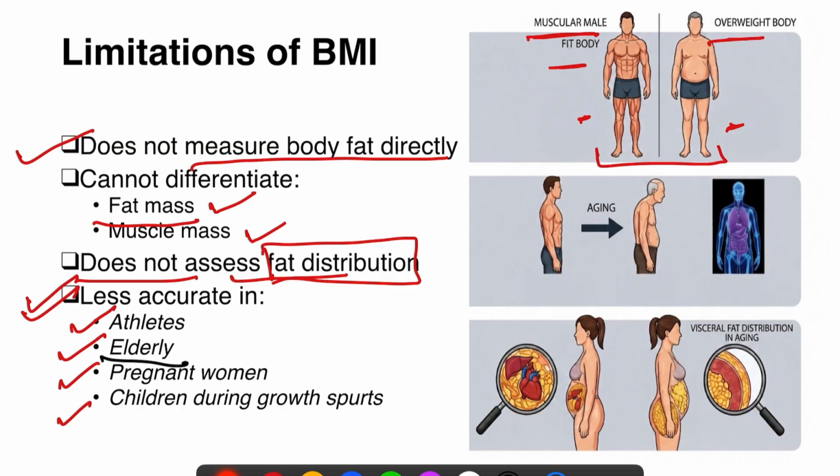In the elderly, what happens with age? There is a decrease in muscle mass and an increase in fat percentage. So even if the BMI is normal, the person may still be carrying a higher amount of fat and increased health risk. In pregnant women, it cannot be accurately measured because the weight is increased due to the fetus and amniotic fluid. It may be less accurate in children during growth spurt, because in some children there may be first an increase in height and later weight increases, or in some children there may be first an increase in weight. Therefore, the BMI may be misclassified.